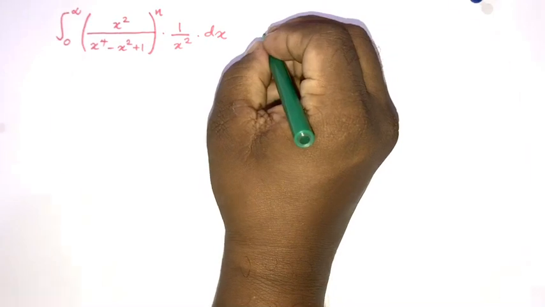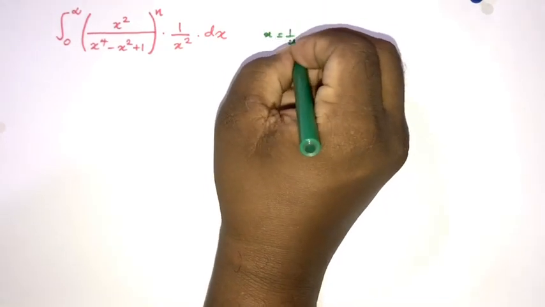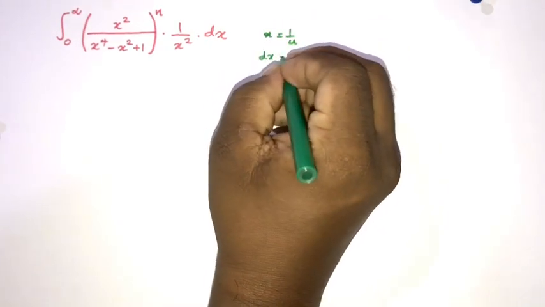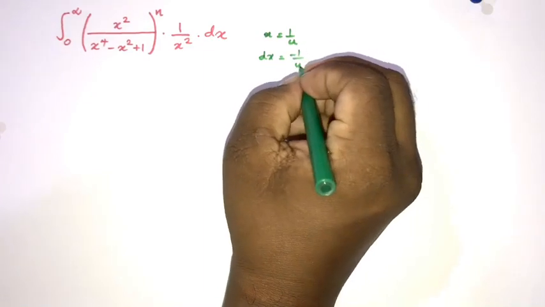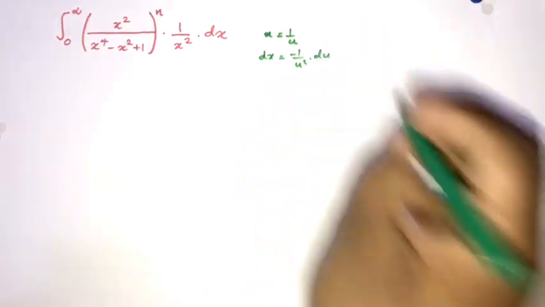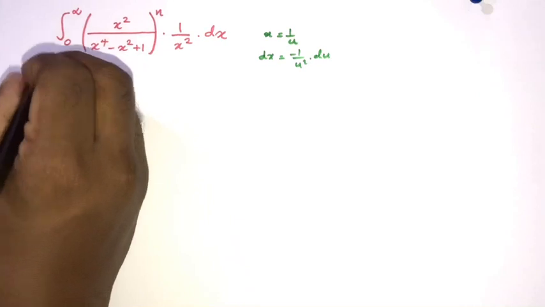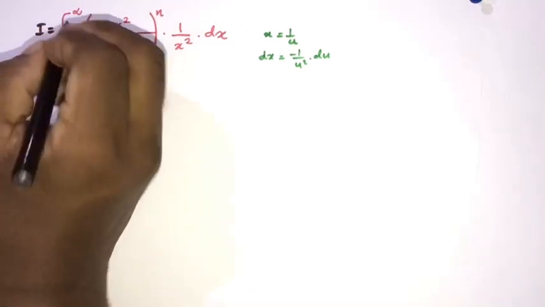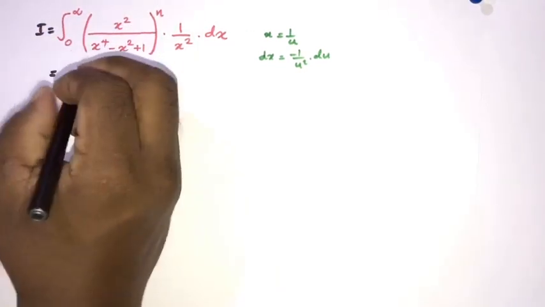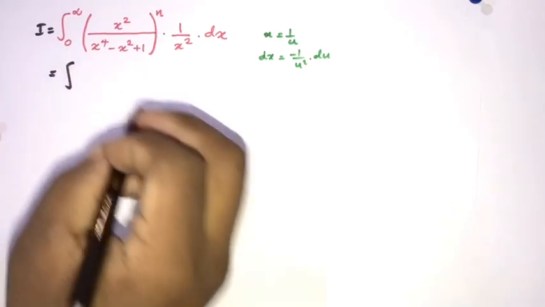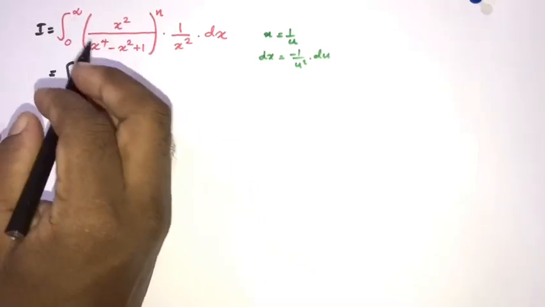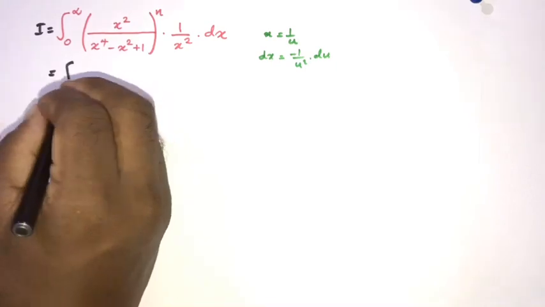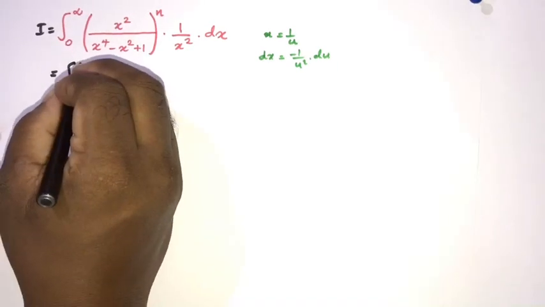We can take x is equal to 1 over u. Now differentiate: dx is equal to minus 1 over u squared du. Then we can plug in here. We call this I, and now we should change the boundaries. When x approaches 0, we know here infinity, and here 0.